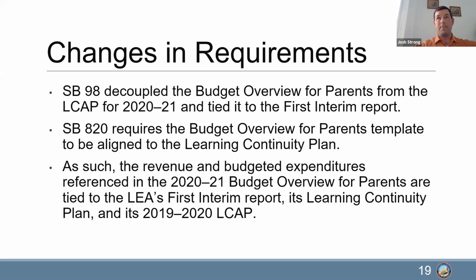And so from a development standpoint, the only way that there's going to be any sort of substantive change made to what's being reported within the budget overview for parents is if the learning continuity and attendance plan is actually revised by an LEA and updated. And so in light of that, we're proposing the requirements around adoption of the budget overview for parents.